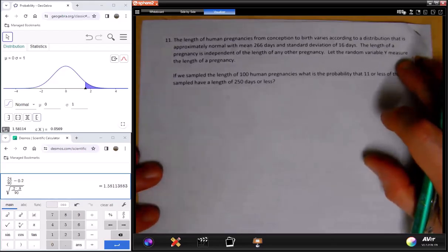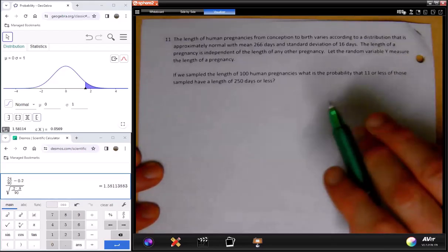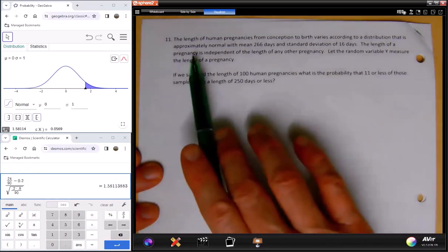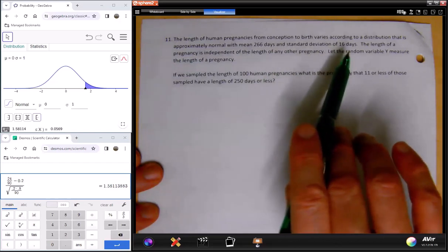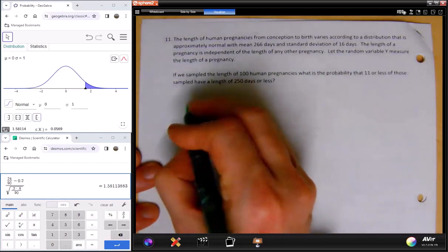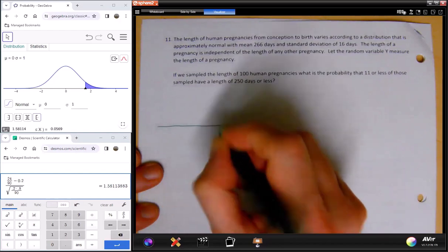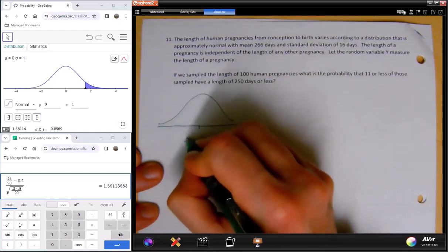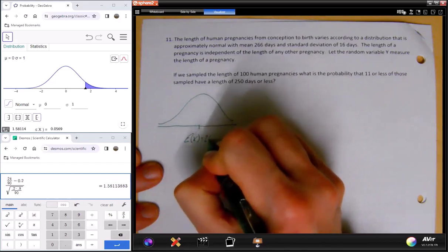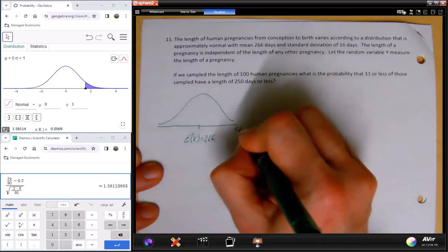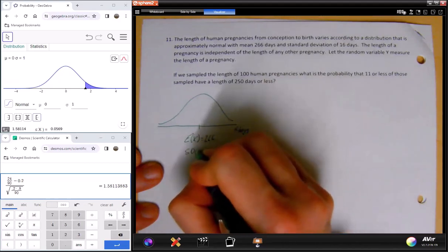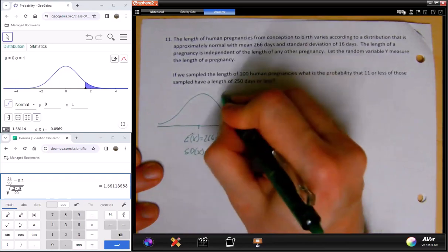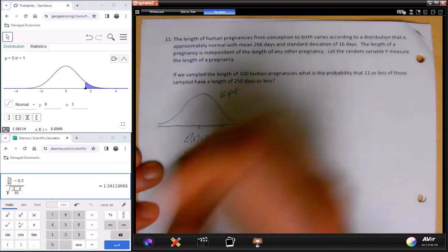We'll do one more example, again, to demonstrate that the question is what's driving the sampling distribution we will eventually use. The length of human pregnancies from conception to birth varies according to a distribution that is approximately normal, with a mean of 266 days and a standard deviation of 16 days. So we're being described a distribution of pregnancies with a mean of 266 days and a standard deviation of 16 days.